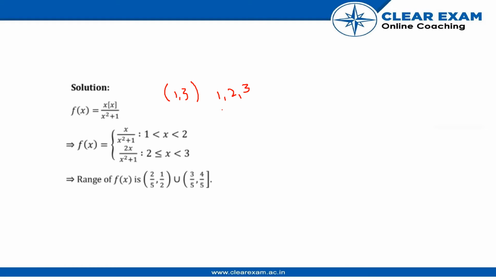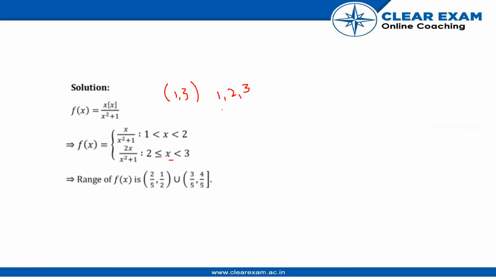So first, between 1 and 2, when x is greater than or equal to 1 but less than 2, the greatest integer of x will be 1, so this will open up as x upon x squared plus 1. And the second one, when x is greater than or equal to 2 and less than 3, the greatest integer of x is 2, so this becomes 2x upon x squared plus 1.